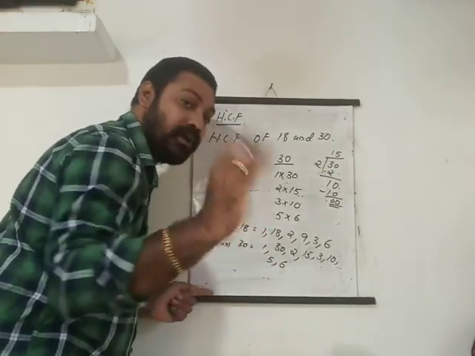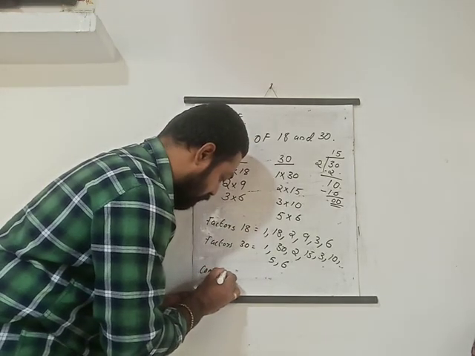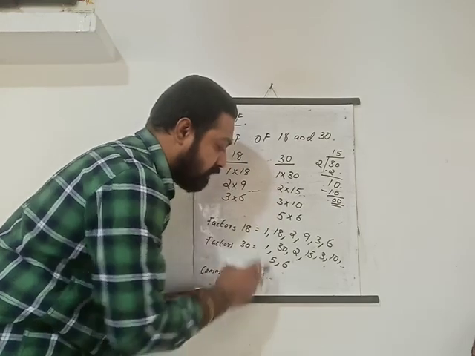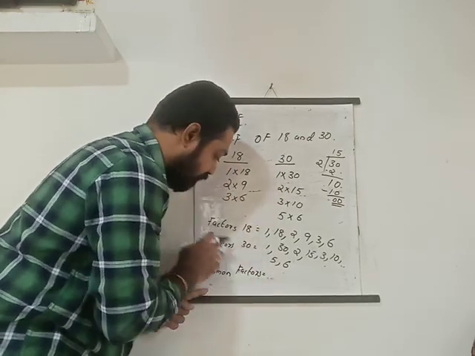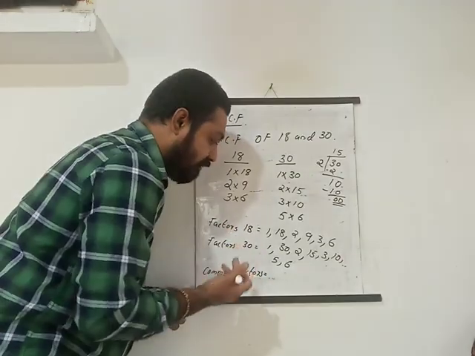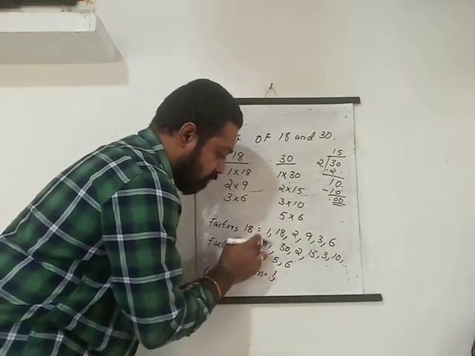Here what are the common factors? What are the common factors means it is for both this one. For 18 and 30, which are the common factors? For both 18 and 30, which are the common factors? You can see that 1 is there. So 1 we can write it. This 1 is the same.